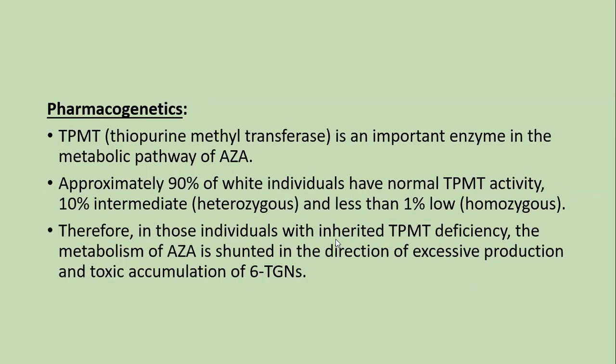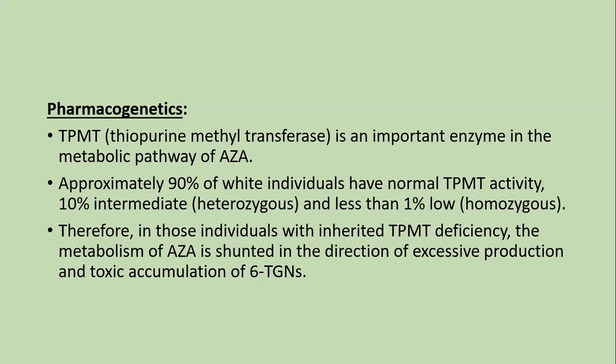The pharmacogenetics. Thiopurine methyltransferase, also known as TPMT, is an important enzyme in the metabolic pathway of azathioprine. Approximately 90% of white individuals have normal TPMT levels. But 10% of white individuals have an intermediate TPMT activity, which are called heterozygous. And less than 1% are homozygous for the TPMT deficiency.